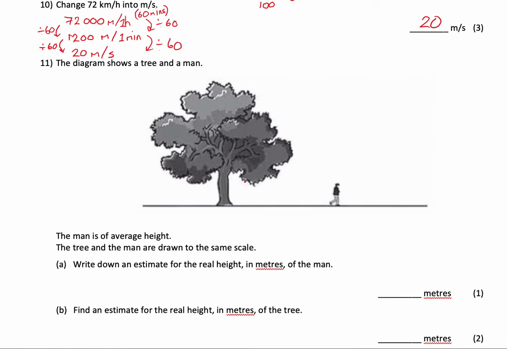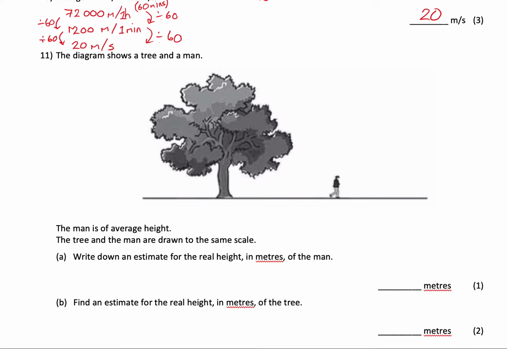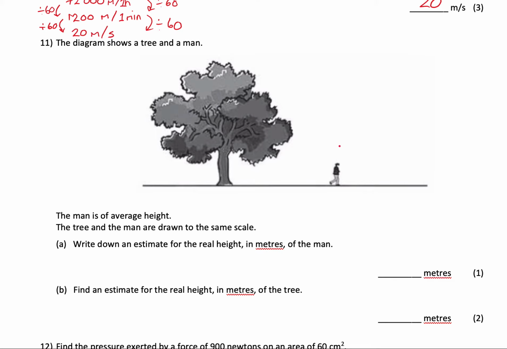Number 11, I can't really do this on a computer because I need a ruler to do it, but I'll show you how to do it. We've got a diagram of a tree and a man, and this was an old exam question, not that old, a few years old, which caught a lot of people out. The man is of average height. Now first you need to know how high the average person is. And they gave you quite a lot of leeway when it came to marking this question. So I think they accepted anything between 1.5 metres and 2 metres.